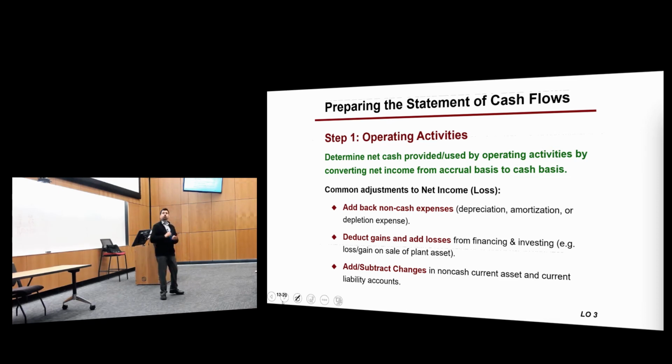Okay? The same thing could be said about gains and losses. So gains and losses from financing and investing, when the company buys a stock and sells it back and they make a gain, or they record a gain or loss, the actual gain or loss is not cash. The cash inflows and outflows are the actual amounts that the company paid for the stocks or what the company received for those stocks. Period.